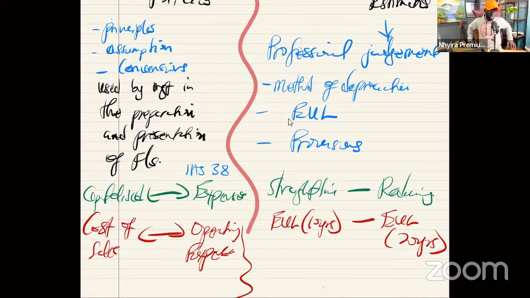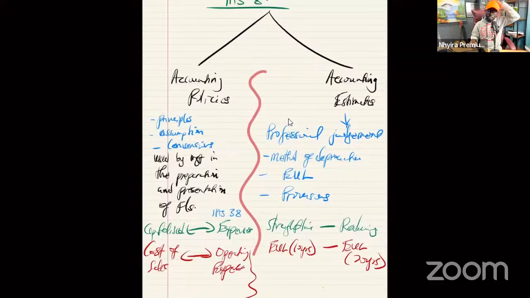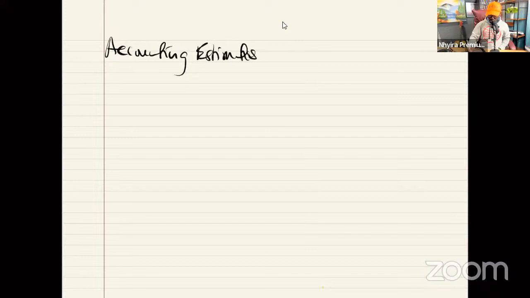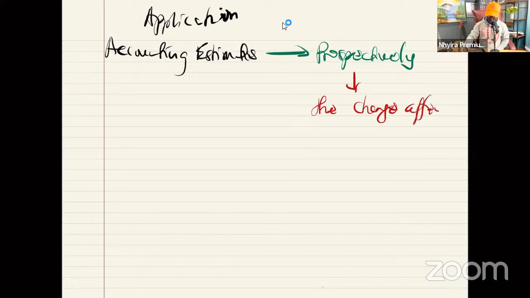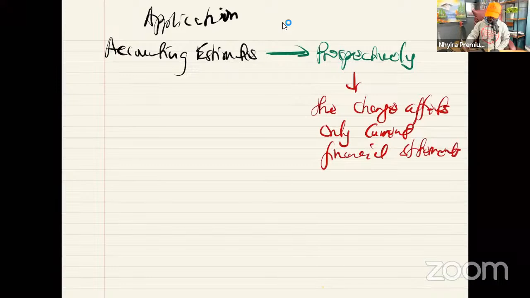Note that when it comes to accounting estimates, they are applied prospectively. What does that mean? It means that the change affects only current financial statements and future financial statements.